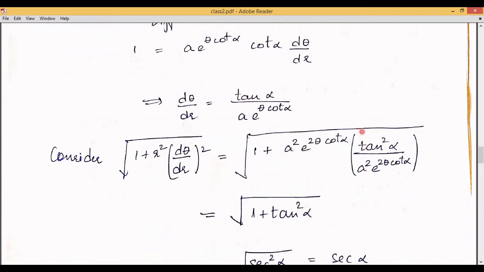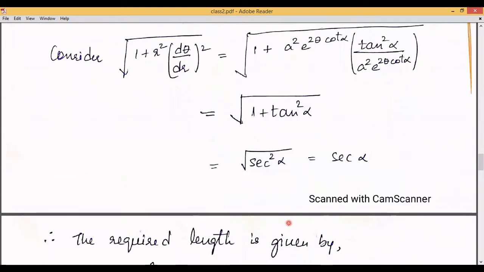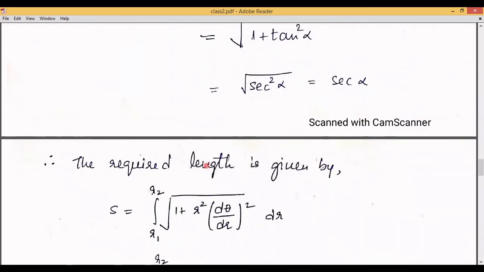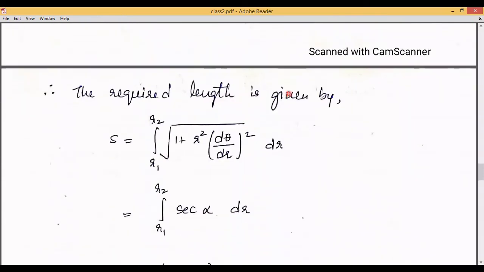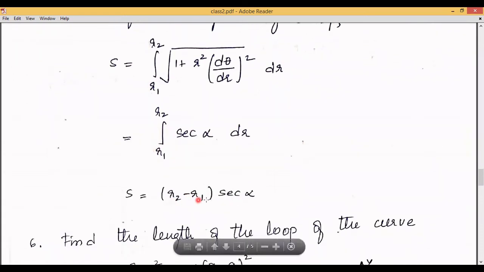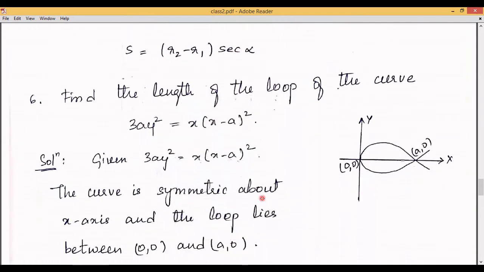This term and this term will get cancelled, and you are left with 1 plus tan square alpha. 1 plus tan square alpha is secant square alpha, and root of secant square alpha is secant alpha. Now you substitute that in this integral. That becomes integral secant alpha between the limits r1 and r2. The secant alpha is a constant, so when you take it outside the integral and integrate with respect to r, that will be r between the limits r1 and r2. That is (r2 minus r1) into secant alpha. This is the answer.